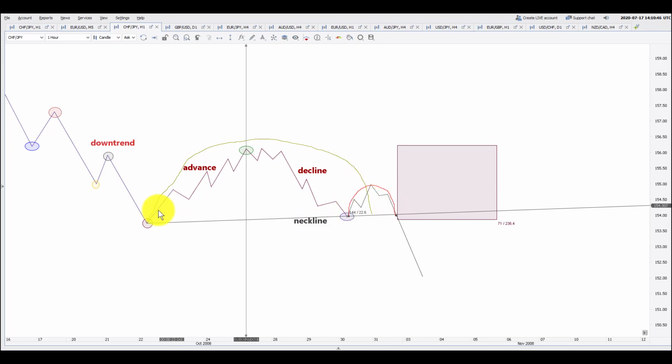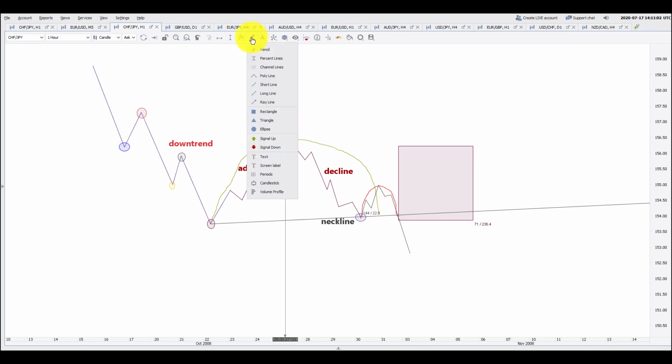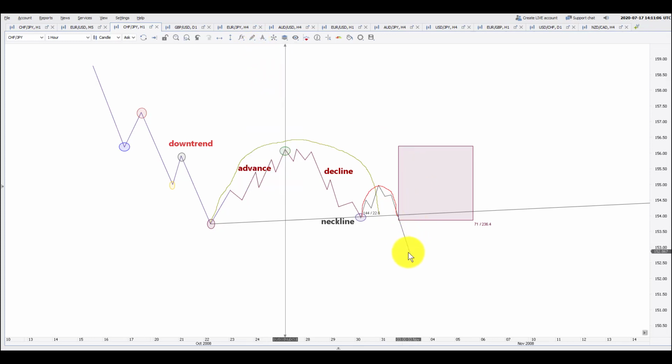Now it will look as if there is a cup placed on a table which is inverted. So that is why the name of the pattern is inverted cup and handle. Now this handle broke here below the neckline, and you can take the trade here also, but that will be of a very aggressive nature. The next place is where we should enter. So we should enter at the retest of this broken trend line, which is marked by the ellipse, which I am going to mark now.